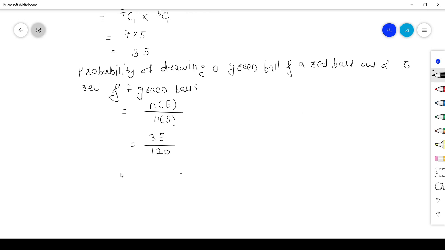Hence our correct option is option D, which is 35 by 120.